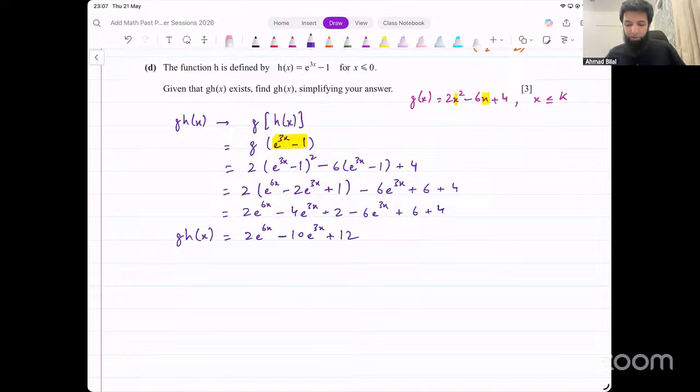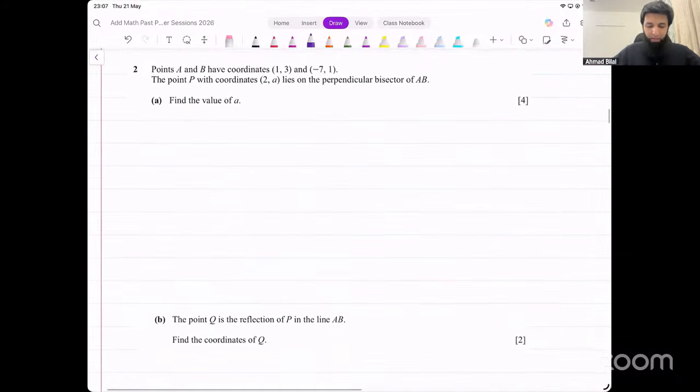Okay, let's move on to the next one now. This was part D. Question number 2. Let's do this now. Now they're saying points A and B have these coordinates. The point P with these coordinates lies on the perpendicular bisector of AB. Find the value of a.